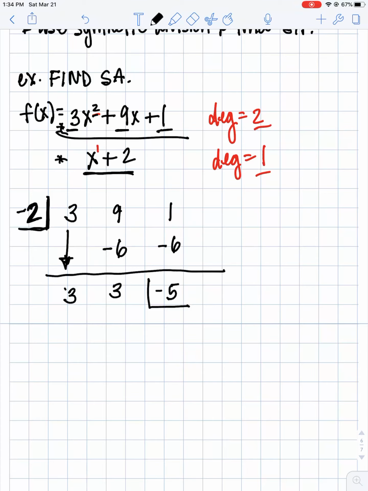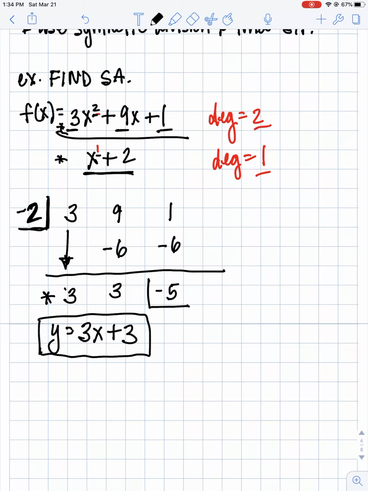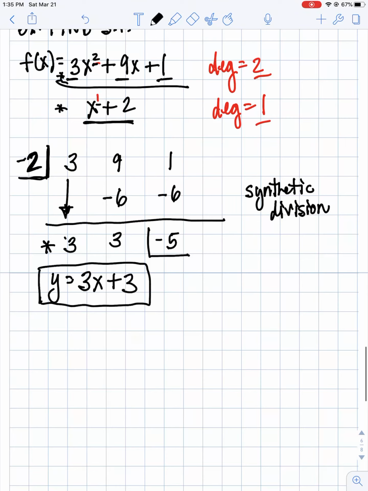We're not really worried about the remainder. Think about it, guys. You were dividing a quadratic by a linear. So this 3 does not actually represent 3. It represents 3x plus 3. Okay? So this answer right here is this. If you're not sure about what I just did, you need to look up more videos on synthetic division. Okay? Because that is, like I said, a college algebra concept that should have been taught. But for this case, y equals 3x plus 3 is your slant asymptote. That is the slant asymptote.